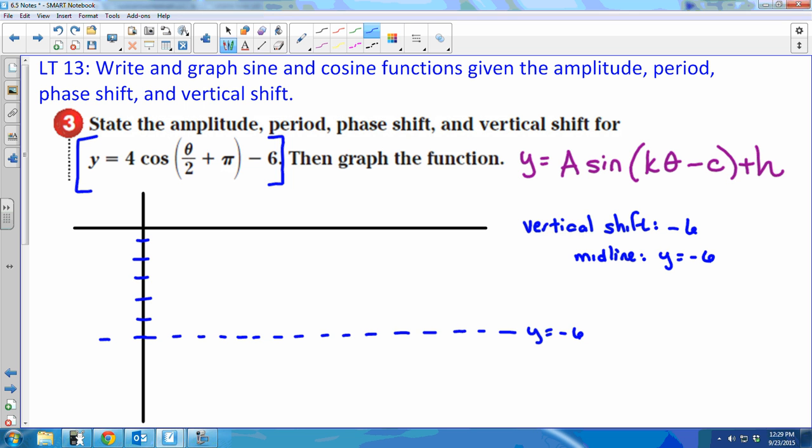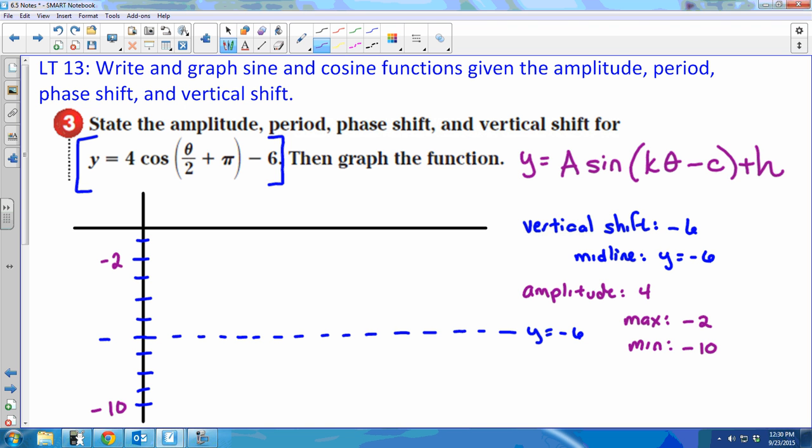We're going to go with step 1. Okay, step 2. We're going to figure out the amplitude, and we're going to figure out the maximum and minimum. So what's the amplitude of the function? 4. All right, so then what is the maximum value going to be and the minimum value? -2 and -10. Right, because it's -6 plus 4, -6 minus 4. So -2 is right here, and then 7, 8, 9, 10. So I know that my function is only going to go as high as -2 and as low as -10.